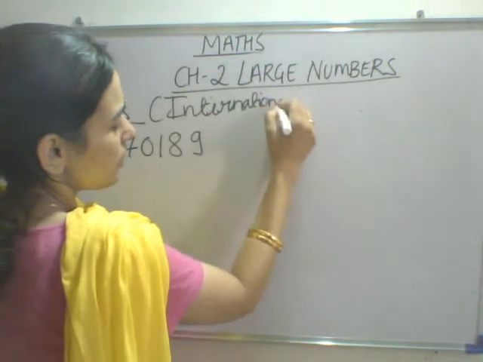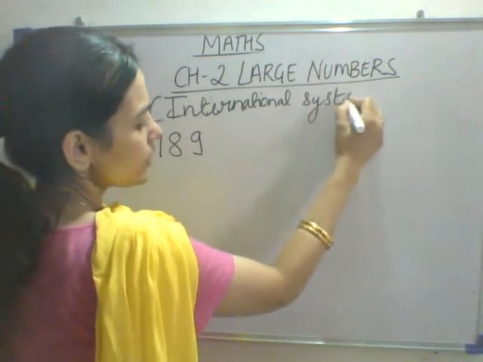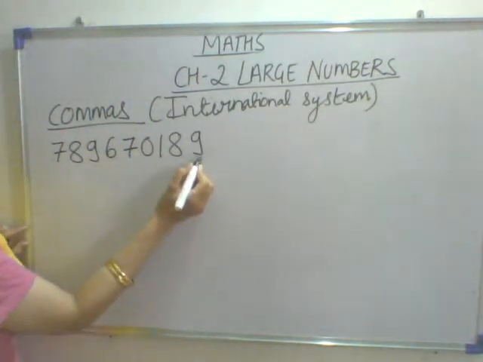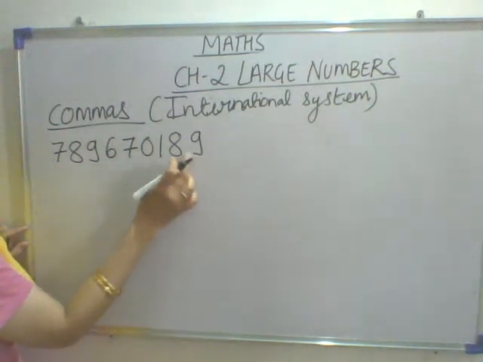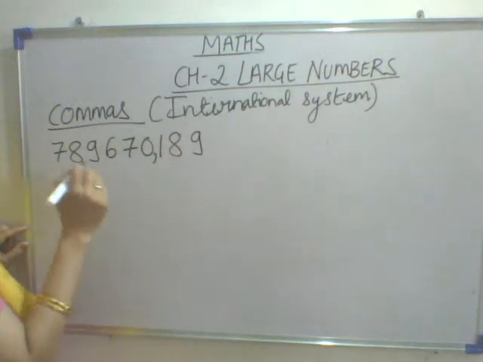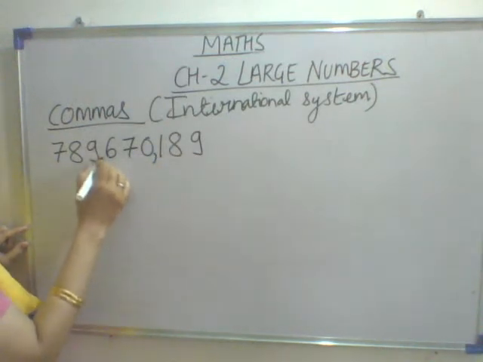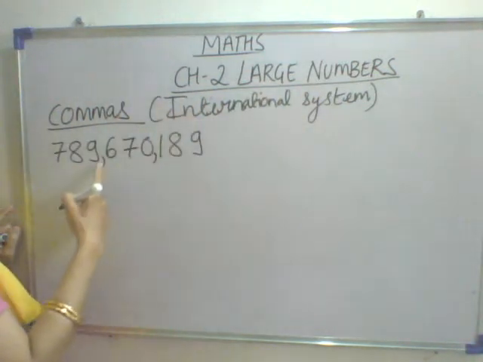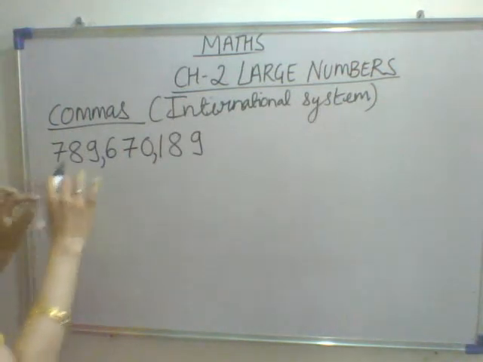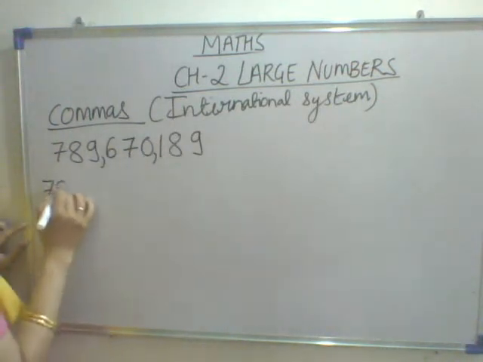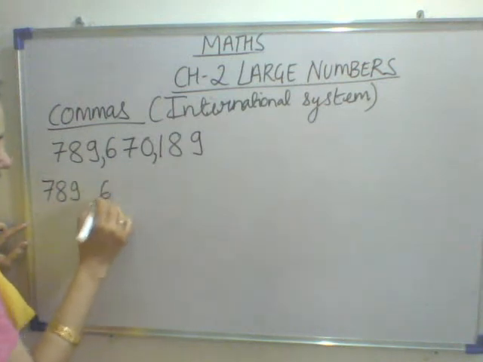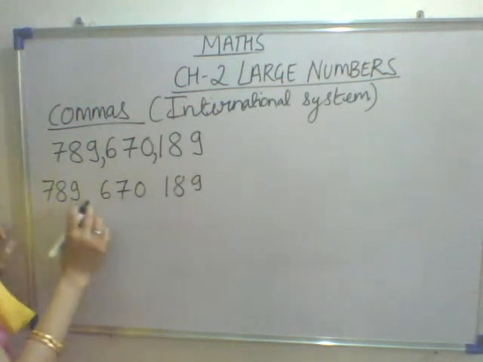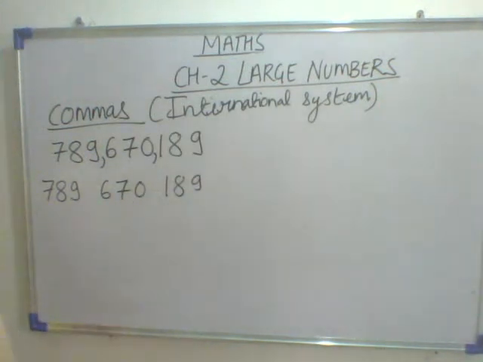You have to put the commas according to the international system. So starting from the right, you will be counting 3 digits. 1, 2, 3. After every 3 digits, you will be putting the comma. 1, 2, 3. In international system, we put the comma after every 3 digits. Or you can also leave the space. You can also write this in this manner also. 789. You can leave a space. Then 670. Then 189. You can also write leaving the space in between it.